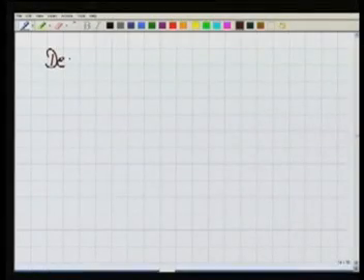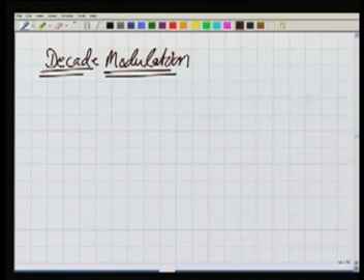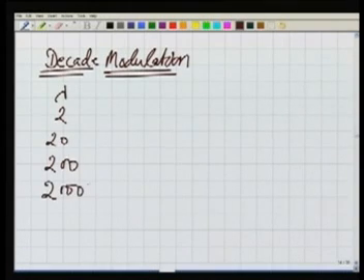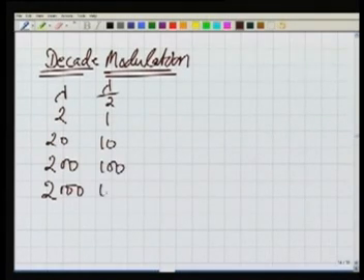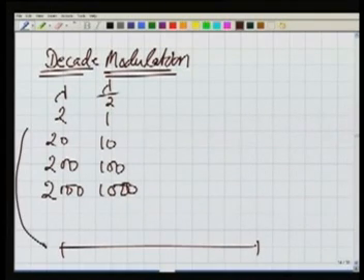We say this particular process to be decade modulation. In decade modulation, what we do, we start with our lambdas as 2 meter, 20 meter, 200 and 2000. The unit length or the measuring unit will be 1 meter, 10, 100, 1000. Now we are measuring a distance using these. We started with our first wavelength, which was 2 meters.